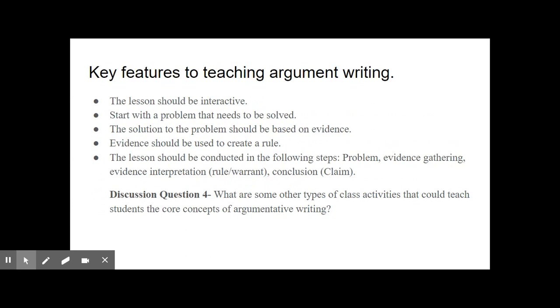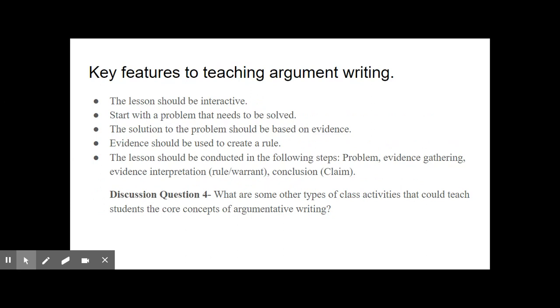So the lesson should also be conducted in the following steps. You're going to start with the problem. Then you're going to want to move to evidence gathering. After you have the evidence, you're going to want to move to evidence interpretation. This is where you create your rules or your warrants. And then finally, you're going to have your conclusion where you back up your argument and you state, this is what I believe and this is why I believe it.